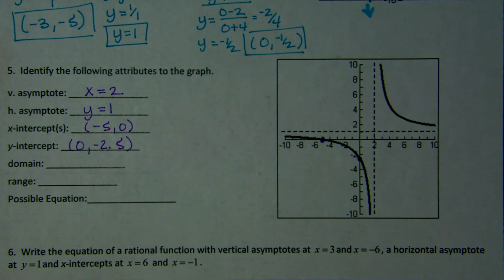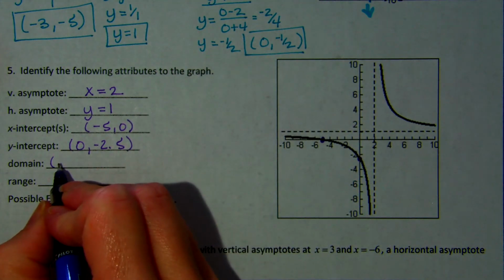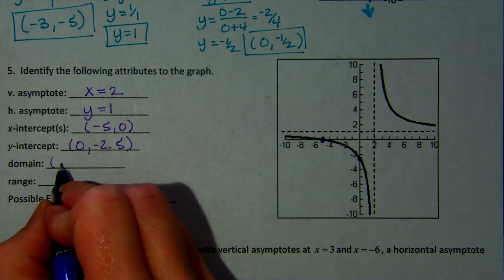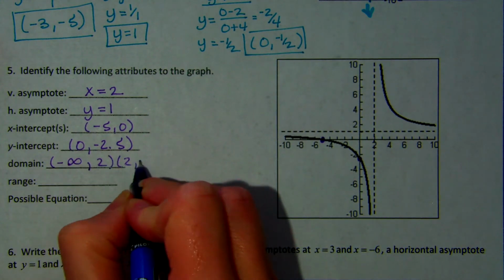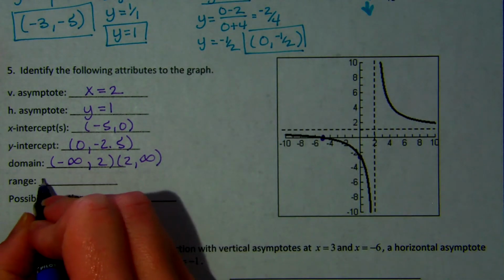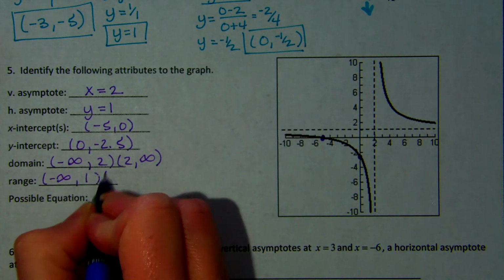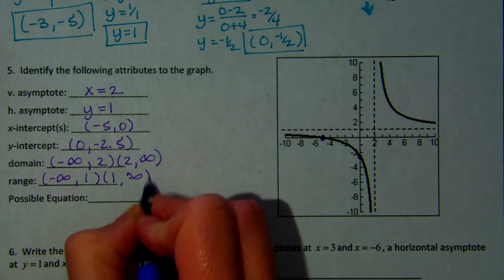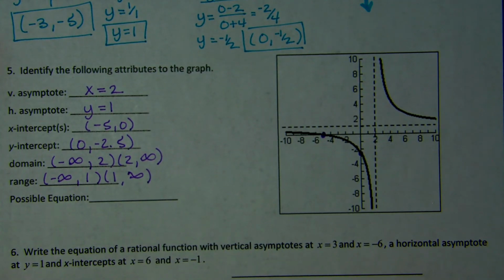The domain of this function is, remember, domain stops for vertical asymptotes and holes. I don't have any holes. So it's -infinity to 2, and 2 to infinity. And the range stops for horizontal asymptotes and holes. There are no holes. -infinity to 1, and 1 to infinity. And then the last thing is the possible equation.